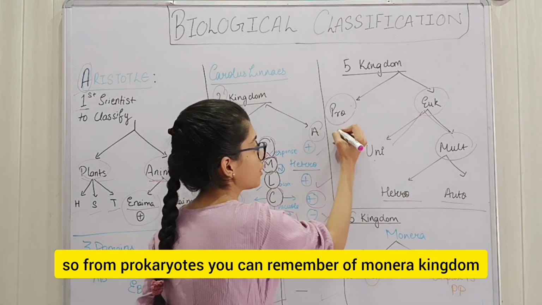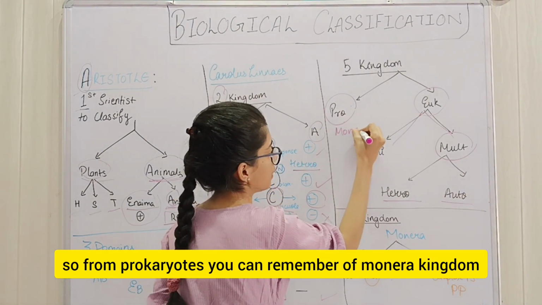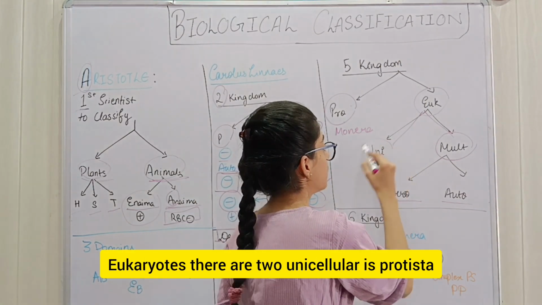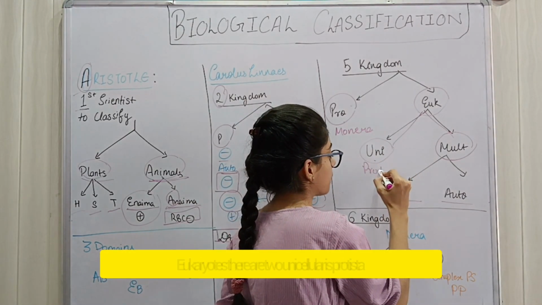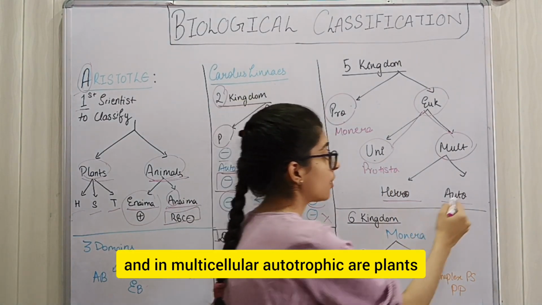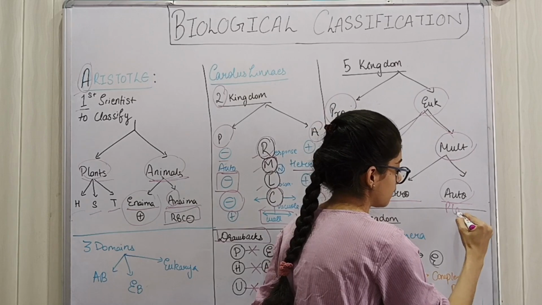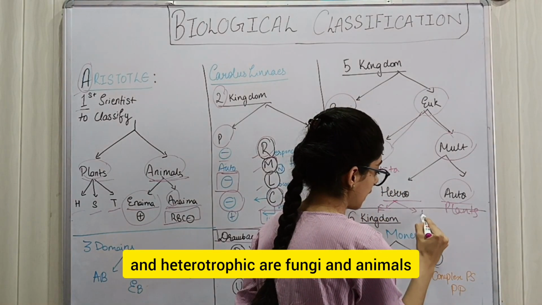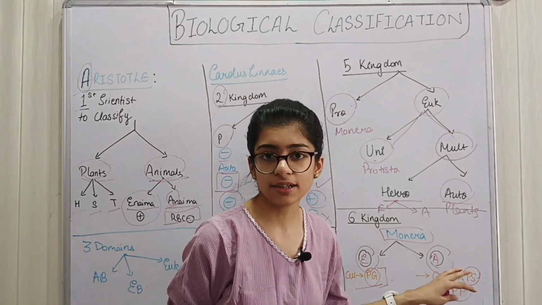So, from prokaryotes, you can remember the Monera kingdom. Eukaryotes, there are 2. Unicellular is Protista. And in multicellular, autotrophic are plants and heterotrophic are fungi and animals.